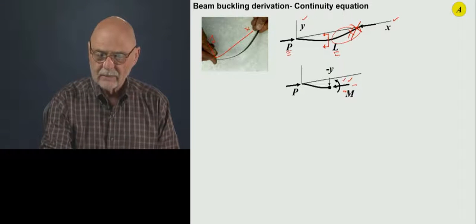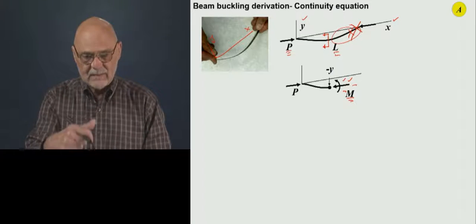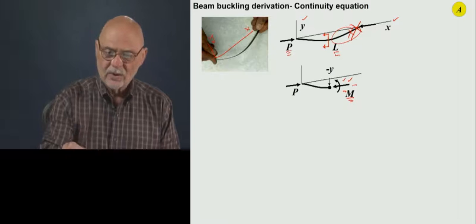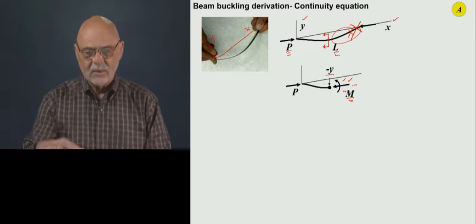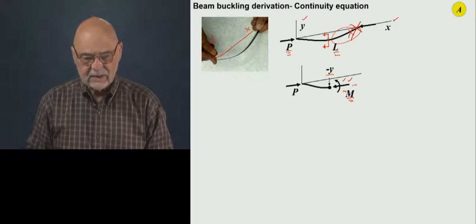Okay, and just note, this is a positive moment that we're showing because it's bending the beam, it's concave upwards. So here we have a negative y deformation. We don't know what that is yet. So let's continue on here.